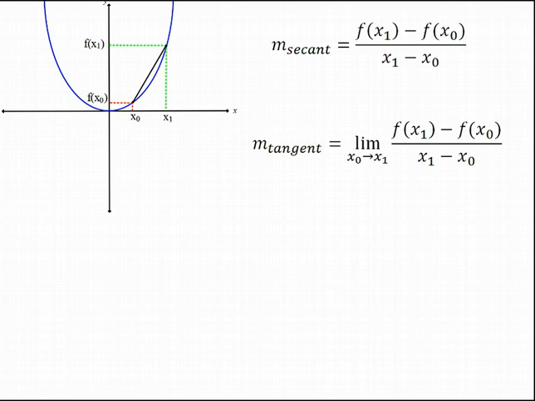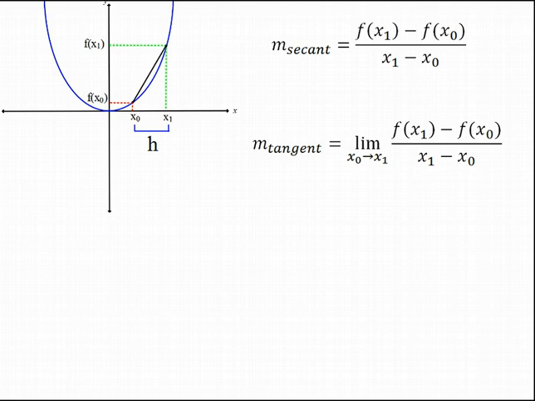Finding the slope of a curve at a given point. Now, this limit right here is workable, but we're going to clean it up a little bit and make it look nicer by simplifying a few variables. First, we're going to say that this distance between x0 and x1, we're just going to call that h.